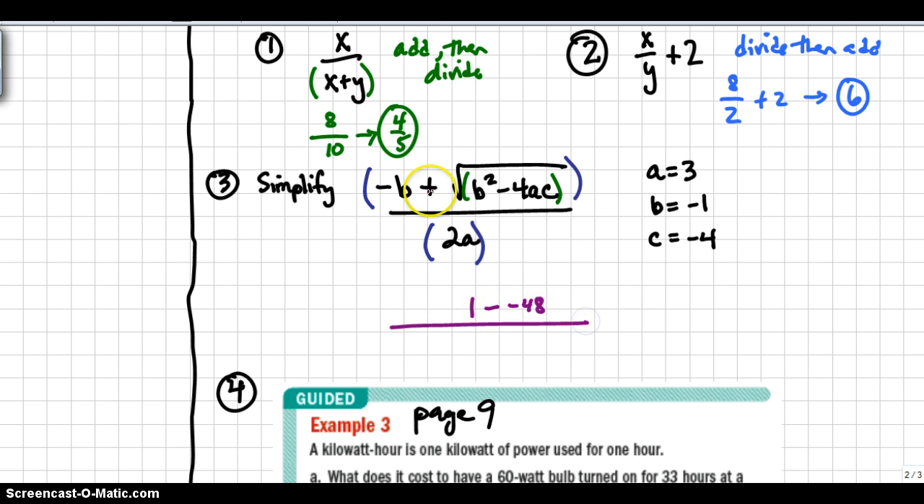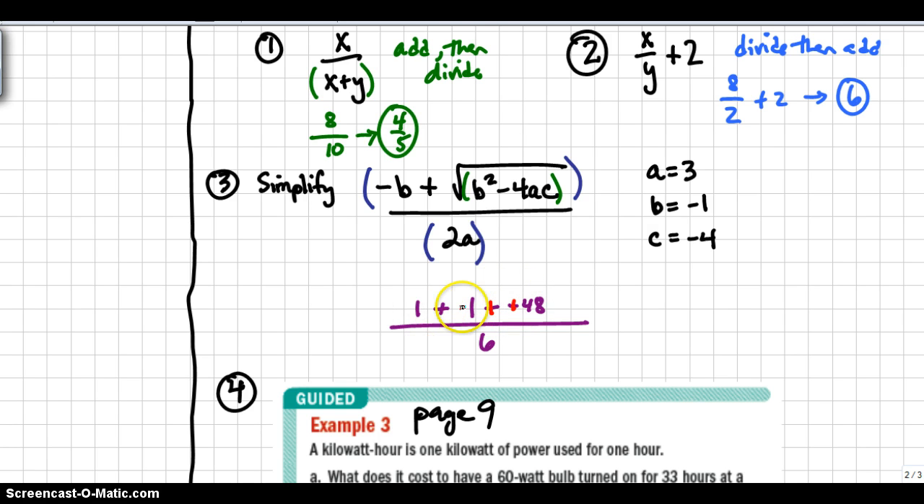And then I'm going to fill in or substitute the rest of the numbers. The opposite of B here is going to be a +1. And on the bottom, I can do 2 times A to finish off that grouping symbol. So 2 times A is going to be a 6. So on the bottom here, I'm going to change the subtraction to addition. And when I do that, I would add the opposite of the numbers that are given.